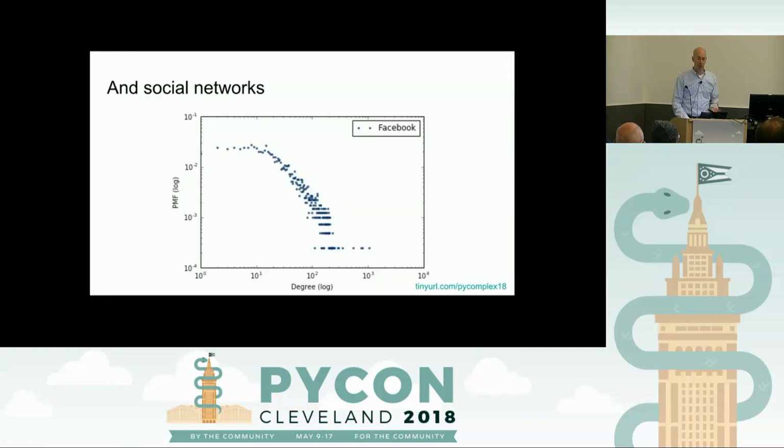And then the other one that we're looking at is social networks. So that Facebook data that we were looking at a minute ago, this is what the distribution of degree looks like on a log-log scale. And we'll talk in a minute about whether we think there's a straight line there, which would be evidence of a power law, or whether there's something else going on.